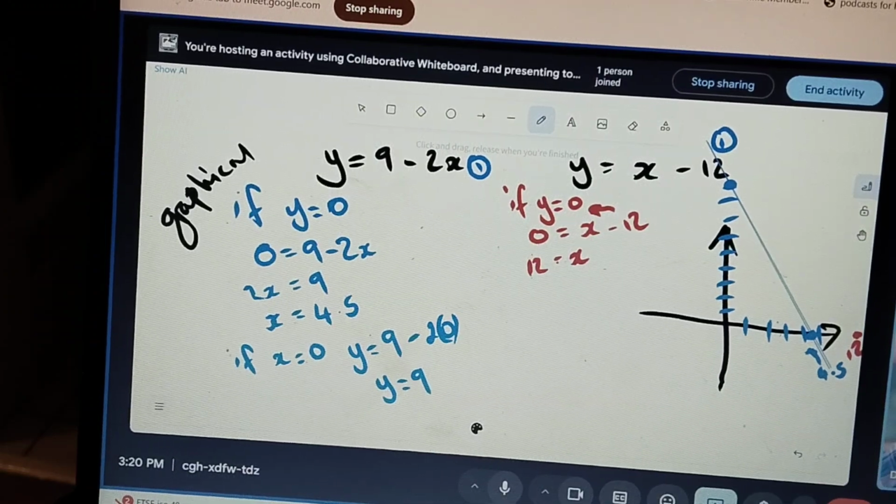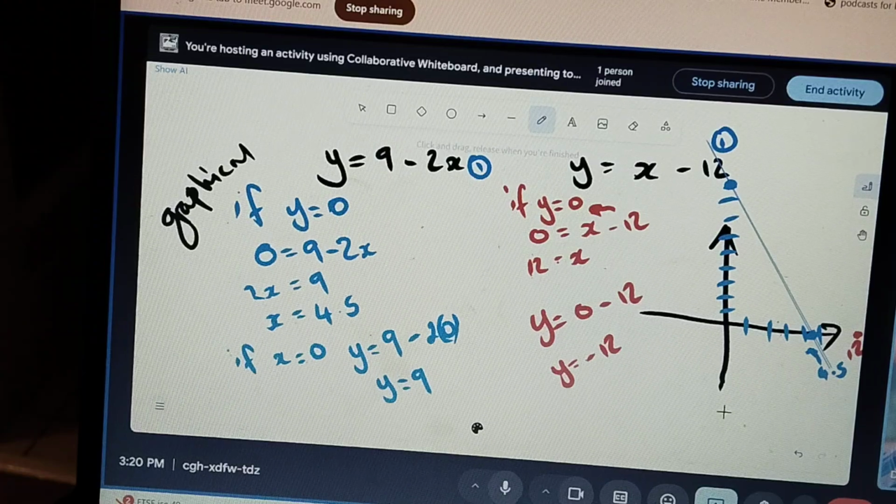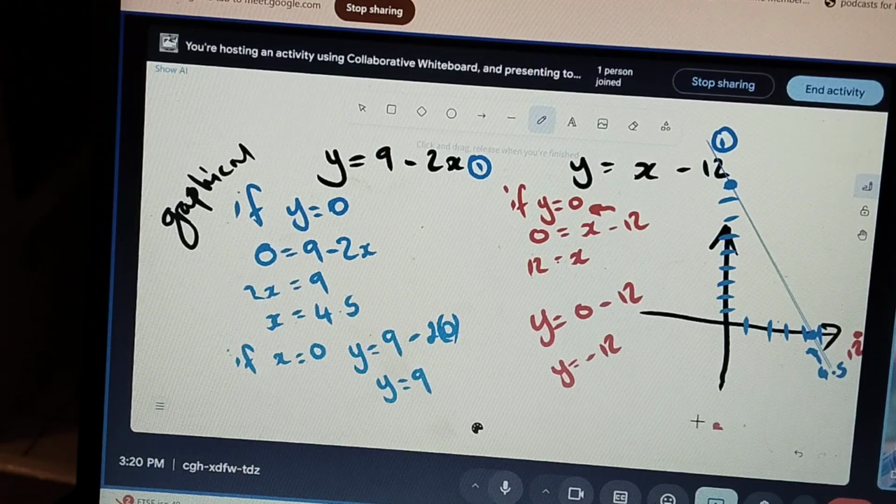I can't get my 12 on. And then if x equals 0, then y equals 0 minus 12. So y just equals minus 12. So now I'm going to come way down here somewhere, and I'm going to say that's minus 12 on my axis. And I'm going to take a line through the two 12s.